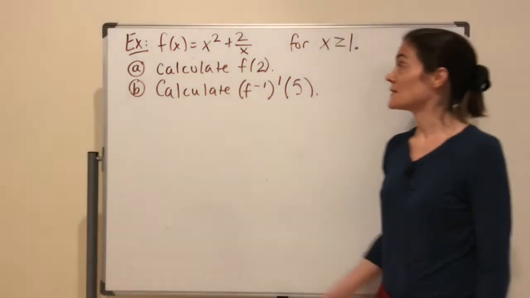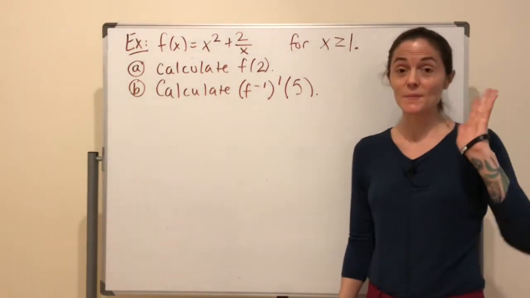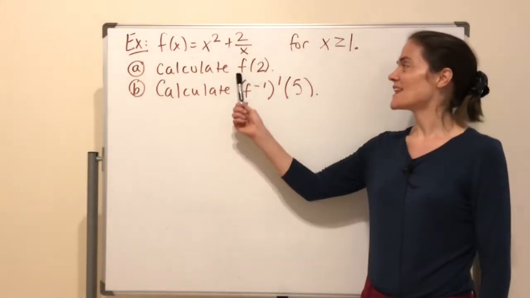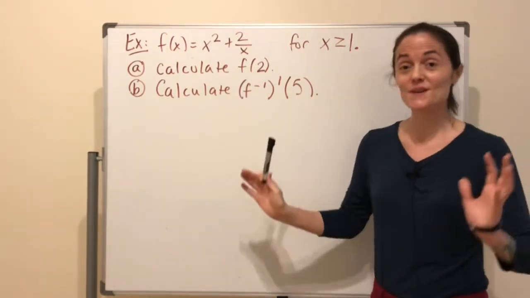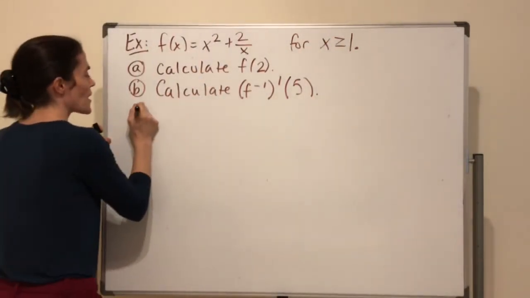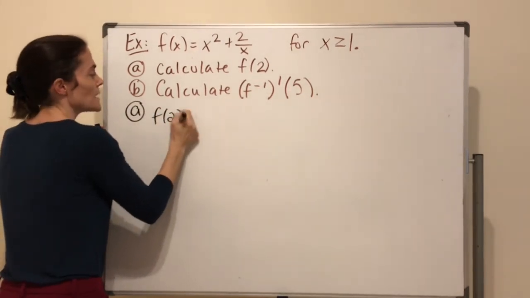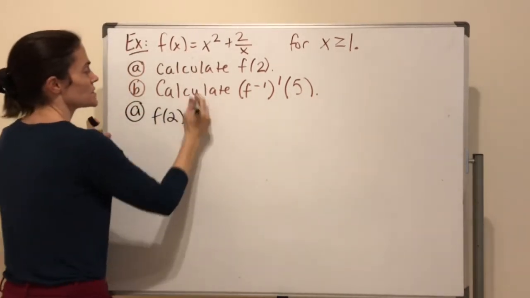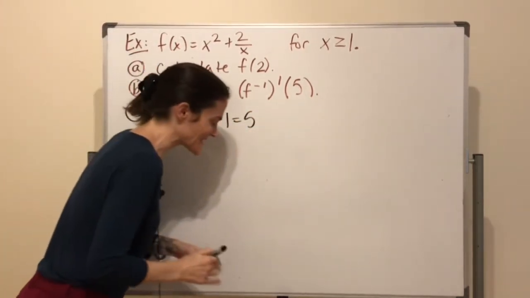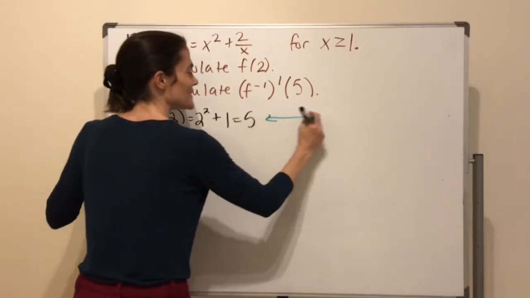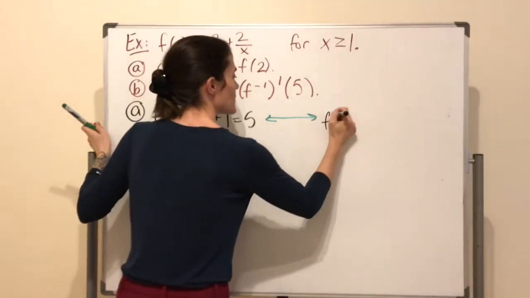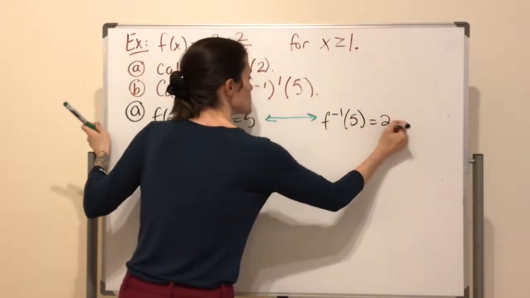Here we go. Second example. We have f of x is x squared plus 2 over x for x bigger than or equal to 1. Calculate f of 2. Calculate f inverse prime of 5. It's very similar to the last problem. f of 2, this is just evaluating this function. This is 2 squared plus 1, 5. And this means, from this relationship between a function and its inverse, that f inverse of 5 equals 2.